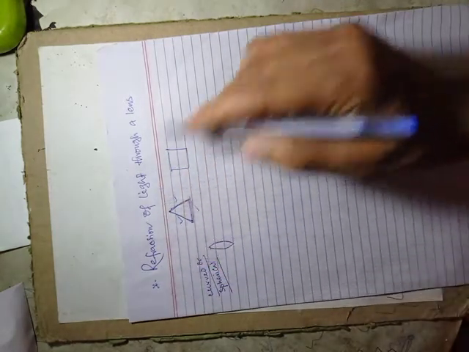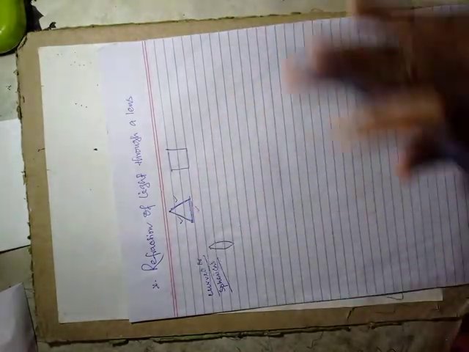Once again I am repeating, the chapter is refraction of light through a lens, and refraction of light through a plane surface you already learned. Students, this lecture is just basic. What is the definition of lens, what are the types of lens, and what is the action of lens, these two or three simple things I will explain. In this lecture I am only explaining the things, you need to read the book to understand it properly.